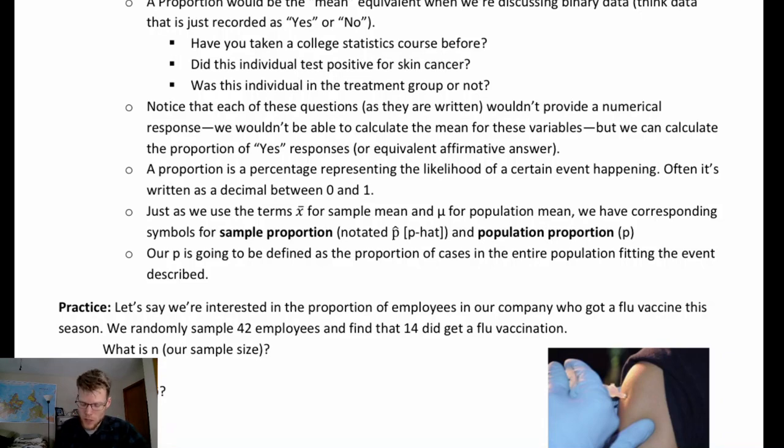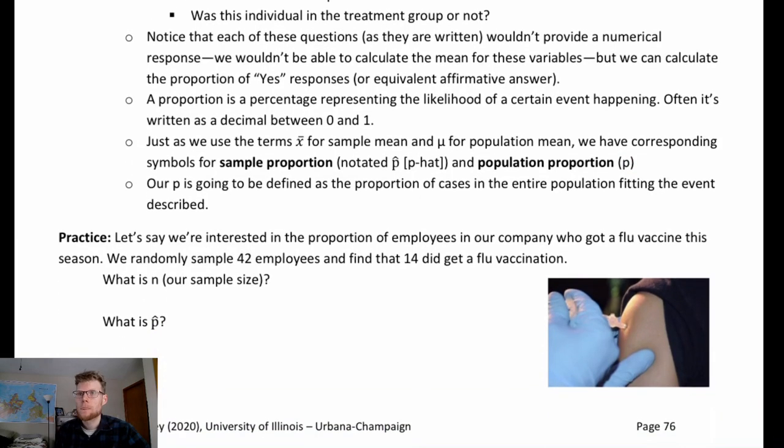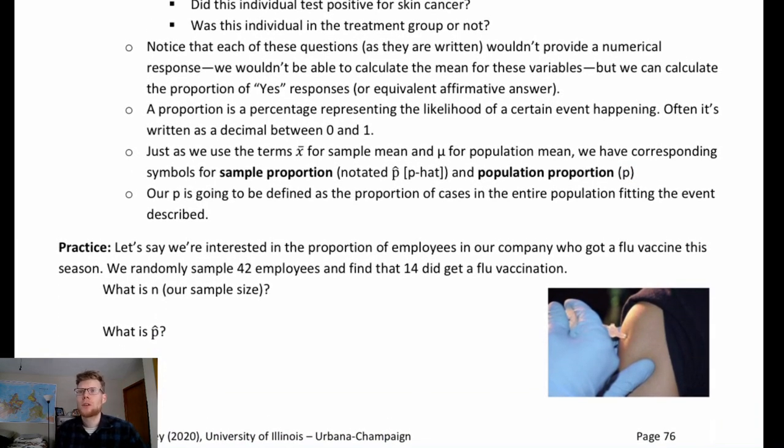We use the notation p hat for sample proportion, so p with a little hat over it, and we use this to estimate a population proportion, which we typically just notate with p. Let's say that we're interested in the proportion of employees in our company who got a flu vaccine this season. We randomly sample 42 employees and find that 14 did get a flu vaccination.